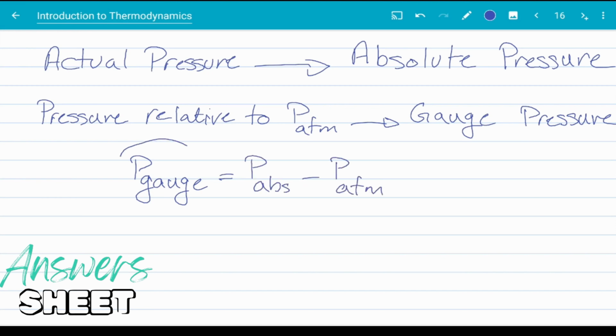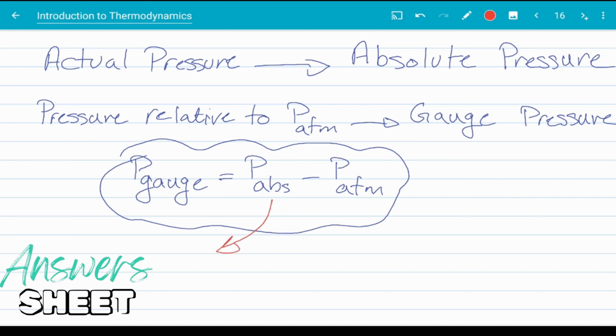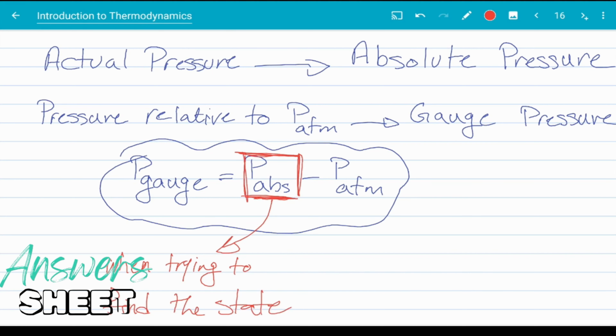Please take note that in thermodynamics, we are interested in absolute values of pressure only, but most devices read gauge pressure. So you need to convert them together, convert the gauge pressure to absolute pressure.